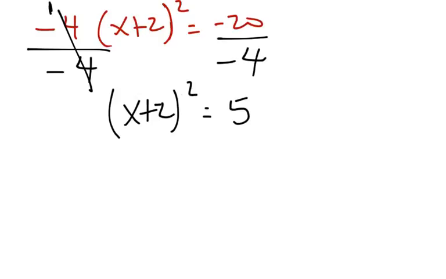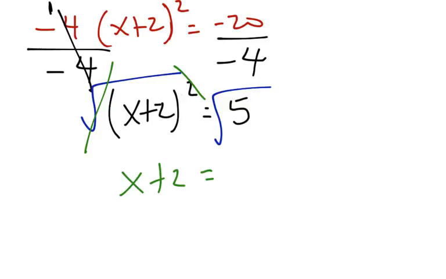At this point is where I apply the square roots on both sides. I know that the square root is going to cancel the square. I'm going to have left x plus 2. Remember, as soon as I do square roots, I have a plus and a minus.